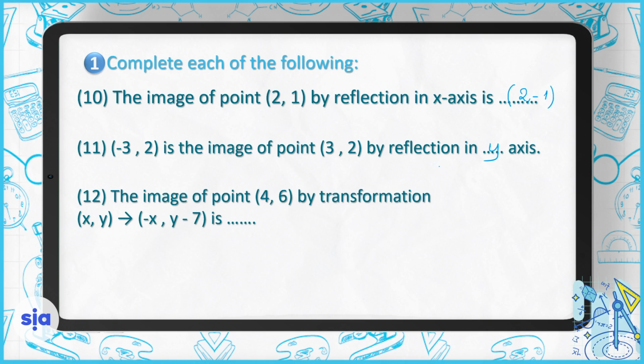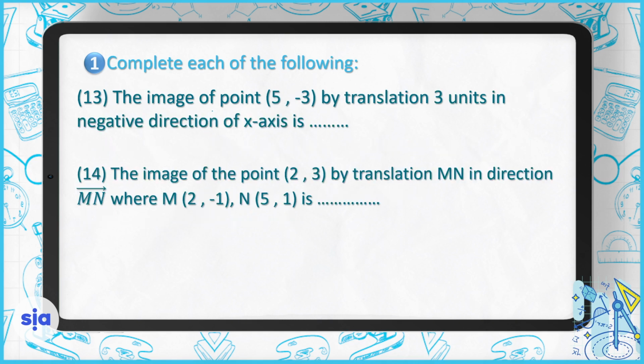Question 12. The image of point 4, 6 by transformation negative x, y minus 7 is what? So here the x will become negative x, so the 4 we're going to make it negative 4, where the y we subtract 6 minus 7 becomes negative 1. For question 13, the image of 5, negative 3 by translation 3 units in negative direction of x-axis is what? So 3 units in negative direction of x-axis, so this means 5 minus 3. So 5 minus 3 is 2, and the y remains as it is.